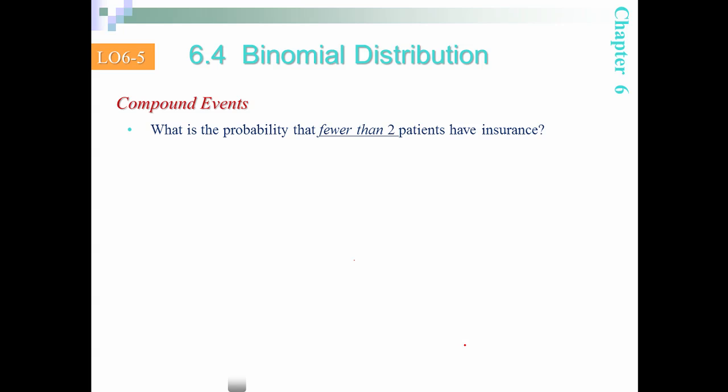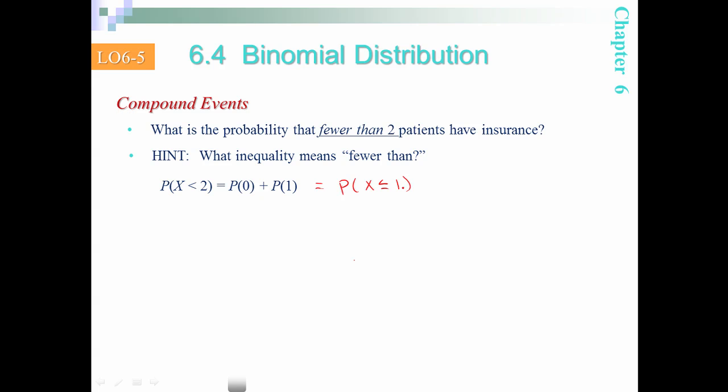So we could say, what's the probability that we have fewer than 2 patients with insurance? And in this case, we need to be careful what we mean by fewer than. In other words, what's the inequality we're looking for? It turns out that it's x is less than 2. That turns out to be the same thing as probability x is less than or equal to 1. And we can write that down, p of 0 plus p of 1.